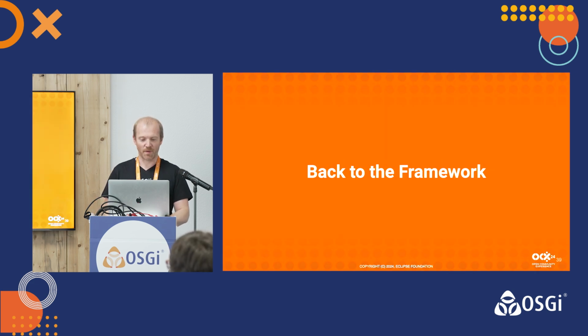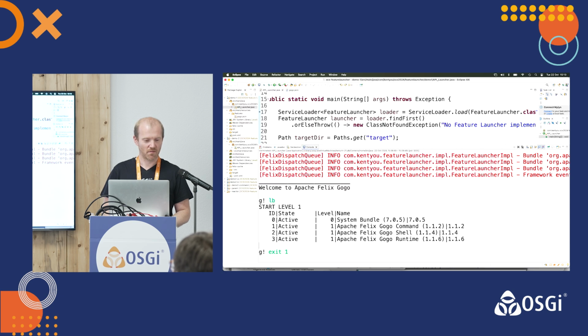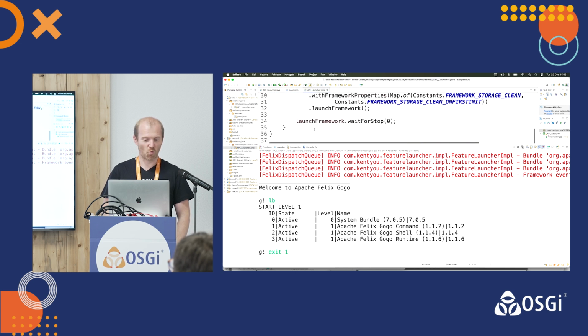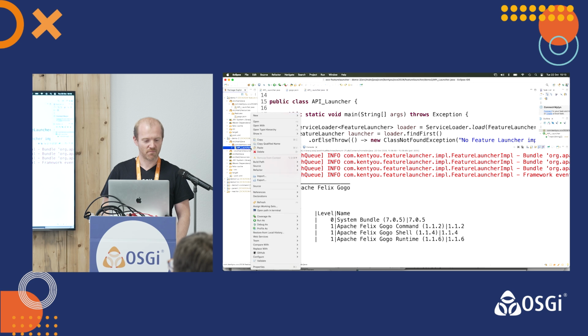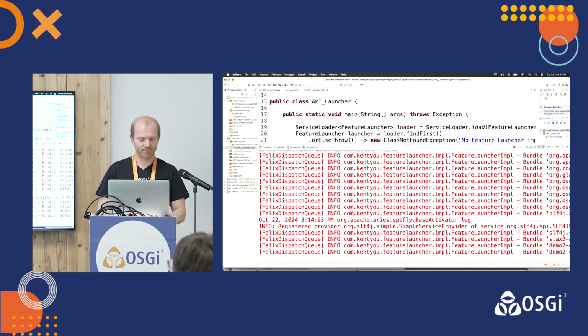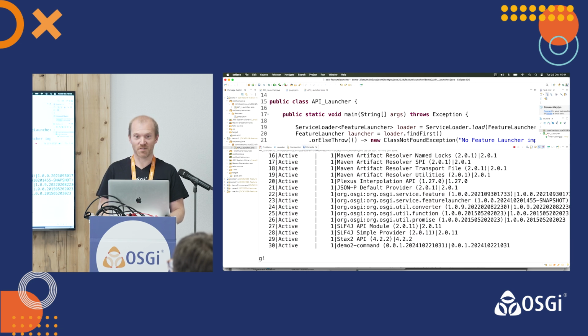So, we go back to the framework. We will hopefully see from a very similar launch, it's doing almost exactly the same thing. But this time, you'll see we have rather more bundles deployed. And that's because we've got all of the bits needed for the feature runtime, including, as you can see, the Maven artifact resolver implementation, which is what we're using for all of the remote repository resolving.